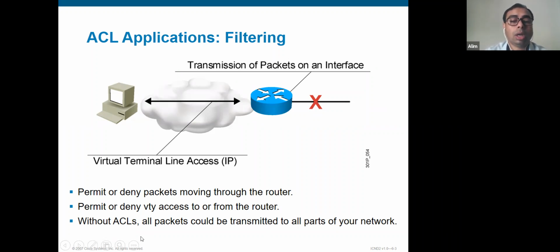What would happen if you don't have ACLs or access control lists? All packets could be transmitted to all parts of your network. If there is no control, every packet will be transmitted as per routing, static or dynamic.